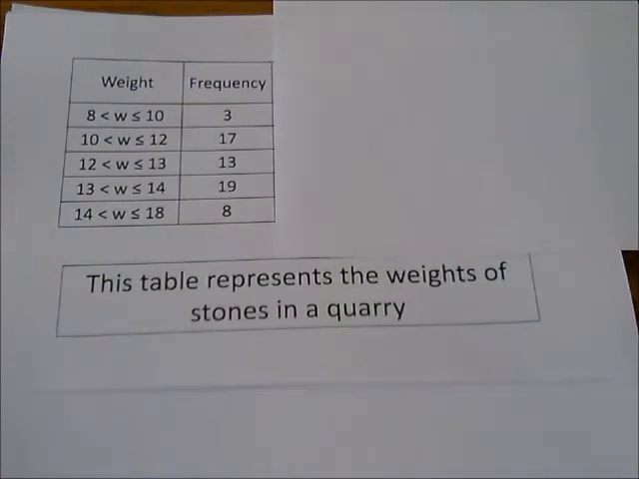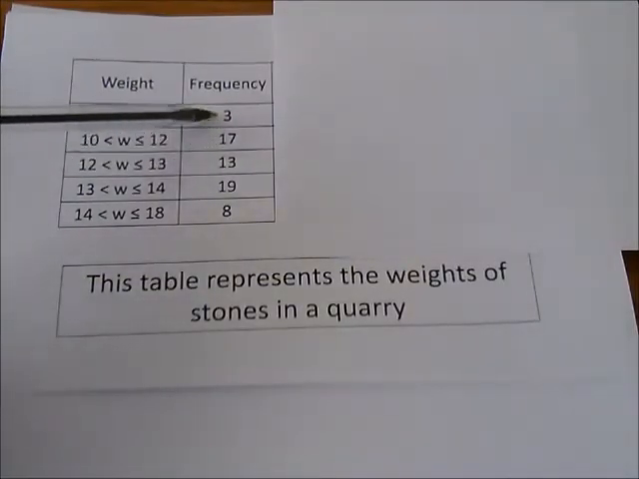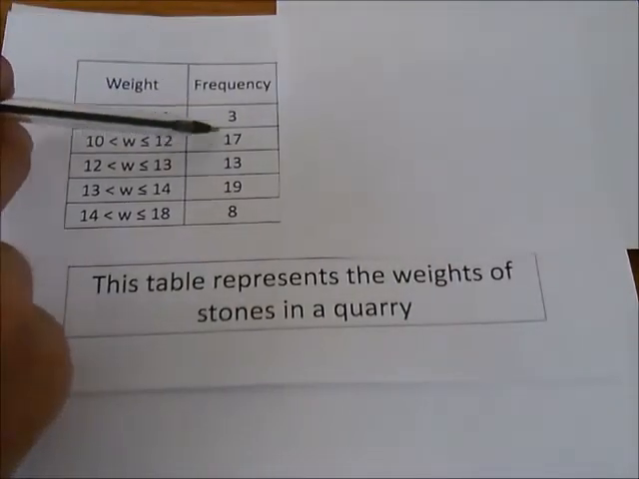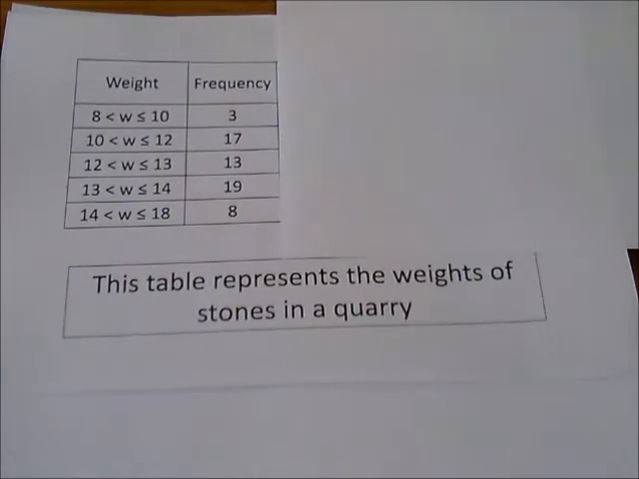What about if I asked you how many stones are less than or equal to 12 kilograms? Well, some people might be able to see that it's 17 here, because these 17 stones are between 10 and 12. But also, crucially, you need to include these ones in the previous group because they're lighter. They are between 8 and 10 kilograms. So my question was, how many stones are less than 12 kilograms? And you'd have to include both of those groups in your answer. Your answer would have to be 20.